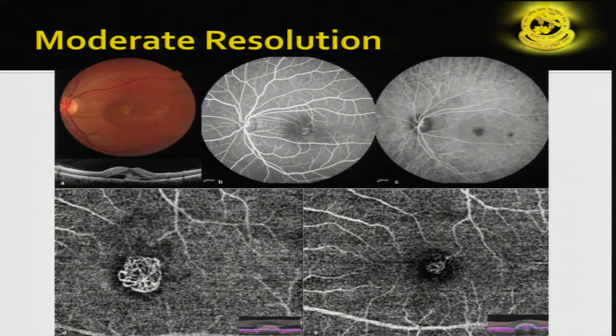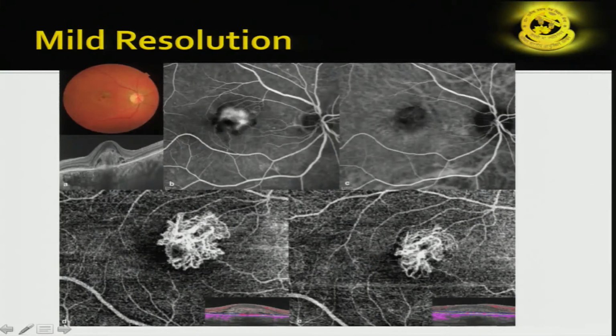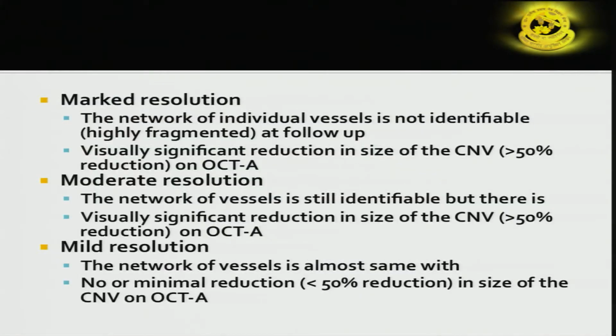I call it moderate regression when I can still make out the network. It's not totally fragmented, but the size has obviously reduced more than 50%. And minimum resolution if it is still persisting and also the size is not reduced by more than 50%. Maybe we can use this and judge as a criteria to titrate our anti-VEGF injections. So this is just an initial paper by us, but we might get more modifications in the future. And this we have done only for idiopathic neovascular membranes. So: marked resolution, moderate and mild resolution.